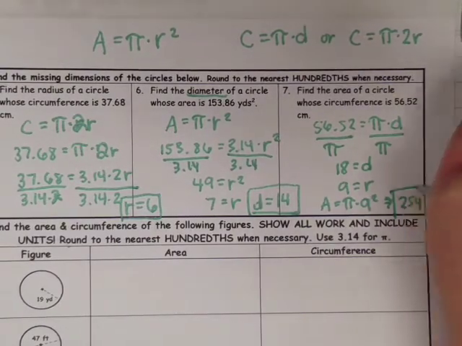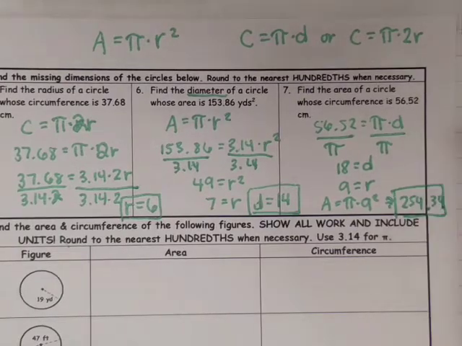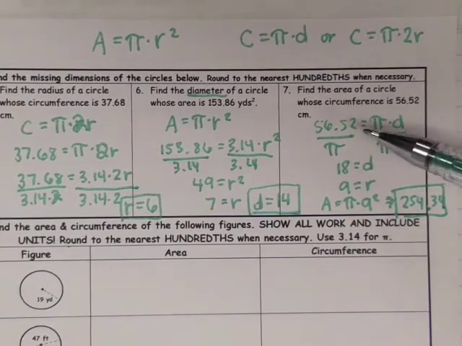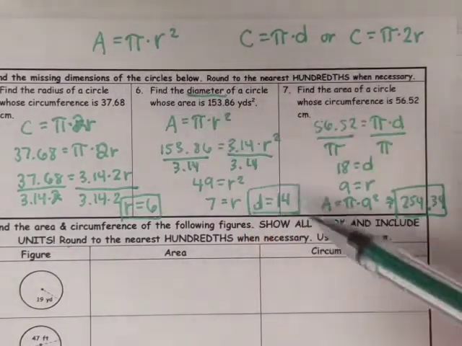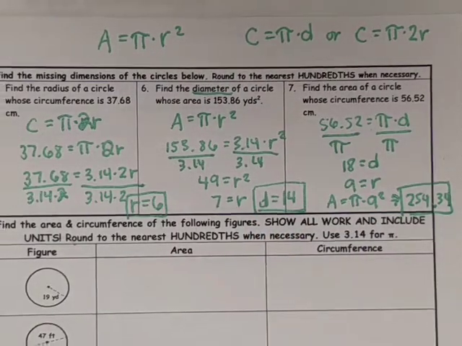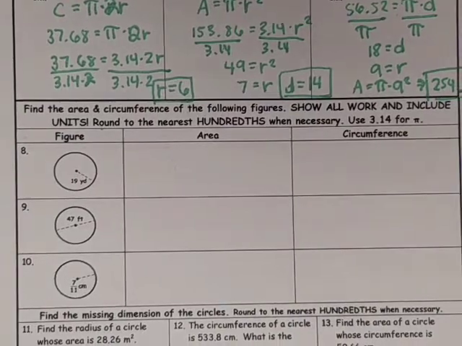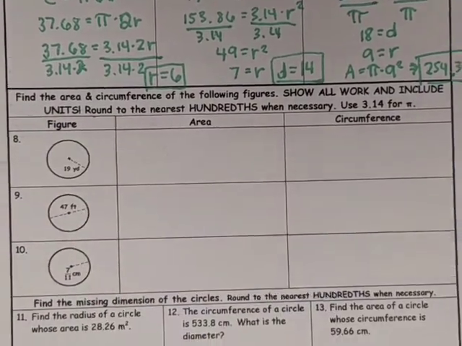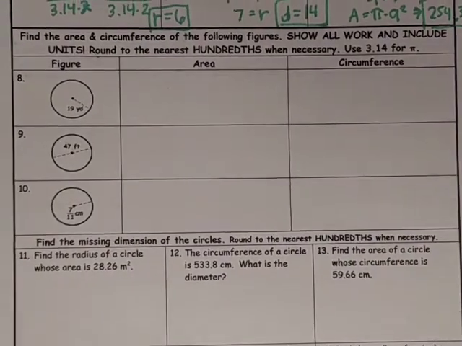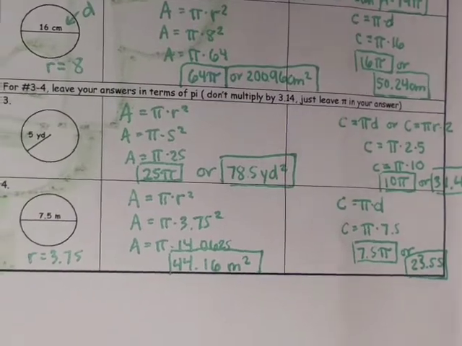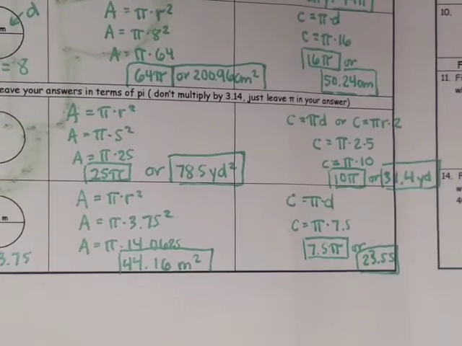So that one was pretty challenging because you had to use one formula then get the variable that you needed to then use the other formula to get your area. All right, so what you're going to do now is you're going to do numbers 8 through 16 on your own. I'm going to put up the answer key in just a moment so you guys can check to see how you're doing.